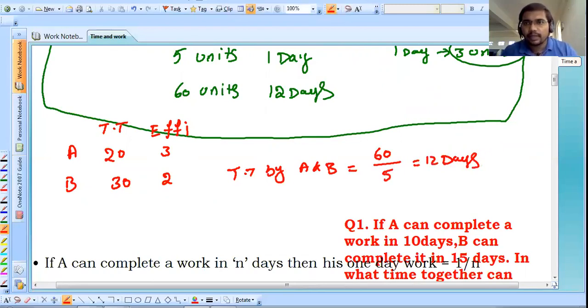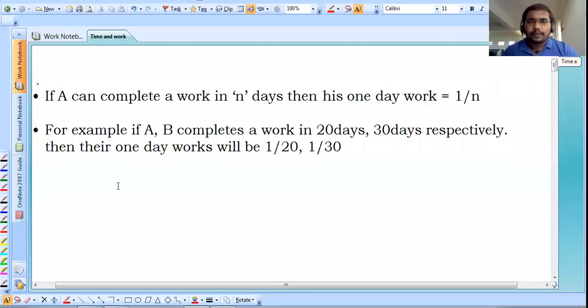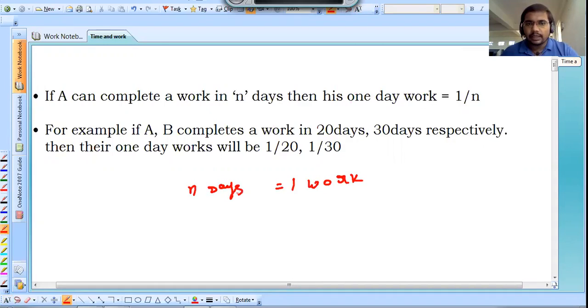So this method is very useful. Here, if A can complete a work in n days, then his 1 day work is 1 by n, because the work is 1 itself. One work is given to you, and it is completed in n days, so 1 day work is 1 by n. In the same way, for 20 days and 30 days, the 1 day works will be 1 by 20 and 1 by 30.